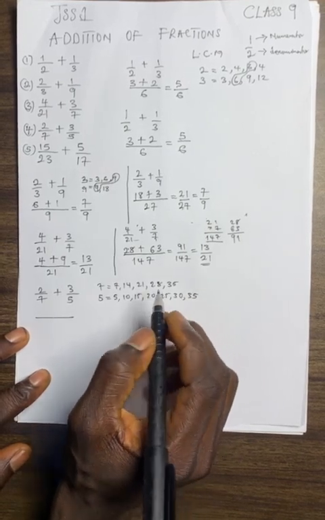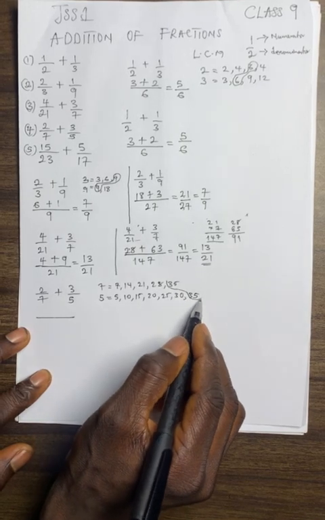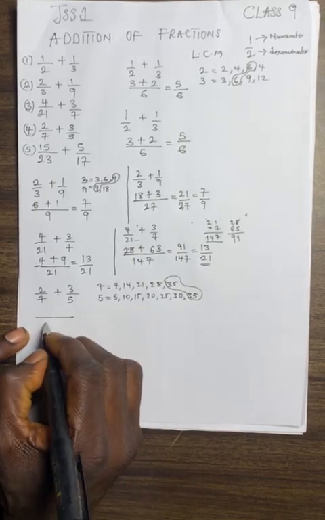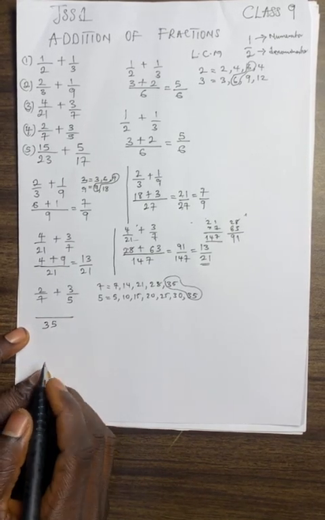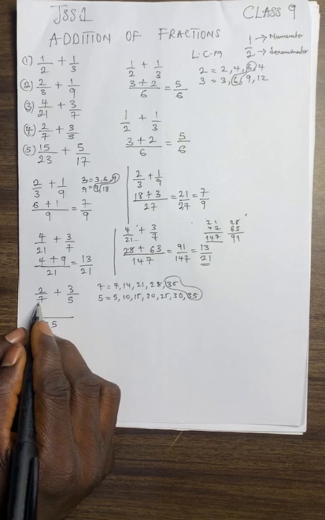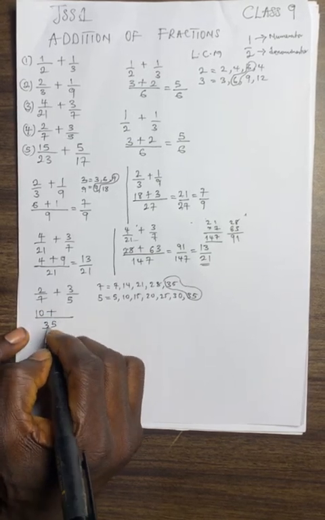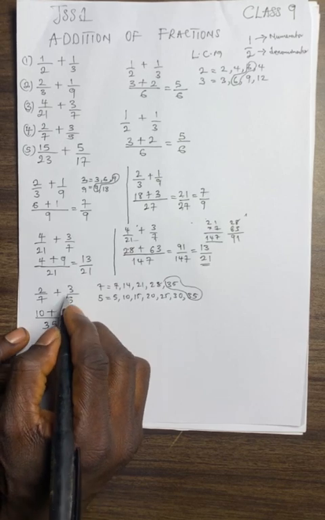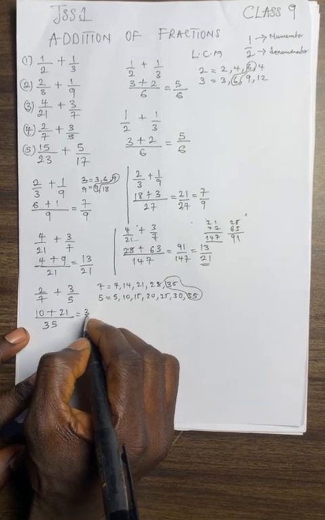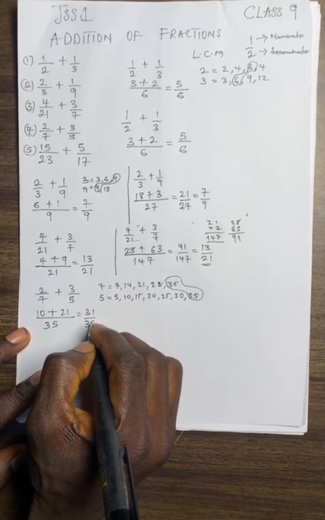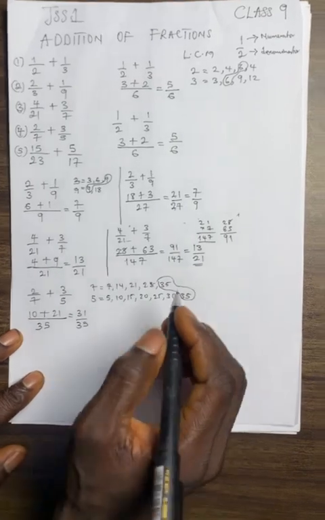So our lowest common factor is what? 35 here, 35 here. So 35 is common to both of them. So what are we doing? 35 divided by 7 is what? 5. 5 times 2, 10, plus 35 divided by 5 is 7. 7 times 3 is 21. Add these two together, you have 31 over 35. That is our answer. So let's now make use of the second method.